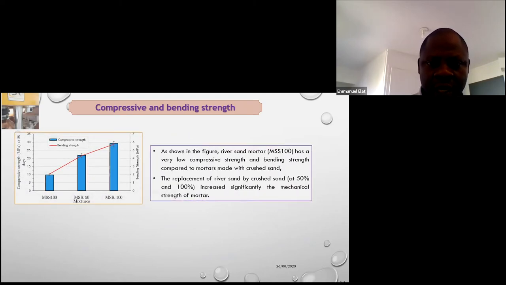Concerning the compressive and bending strength, we obtained that the river sand mortar has a very low compressive strength and bending strength compared to the mortars made with crushed sand. So we can say that replacing river sand by crushed sand at 50% and 100% increases significantly the mechanical strength of mortars. The same observation is made at 90 days of curing.